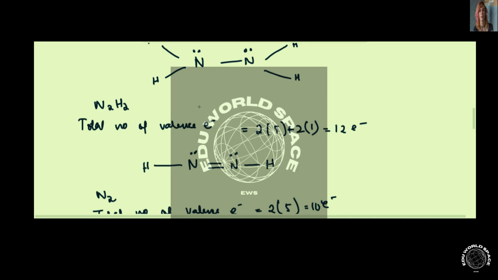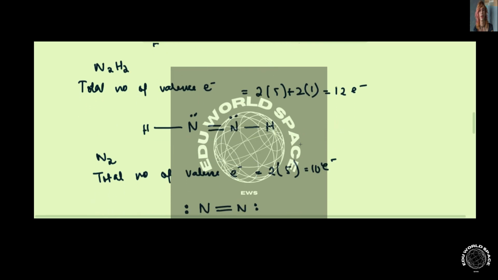Now the Lewis structure of N2H2. The total number of valence electrons is 12 electrons. So the structure can be drawn as this. Each N atom has 2 bonding domains and 1 non-bonding domain. The electron domain geometry is trigonal planar, thus N is sp2 hybridized.